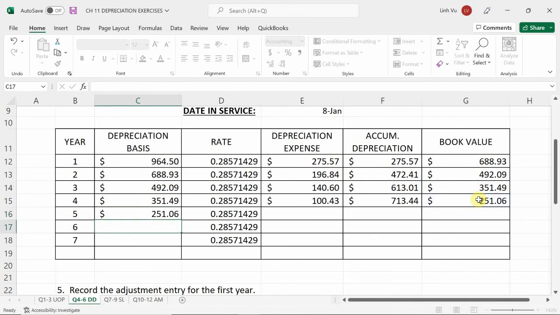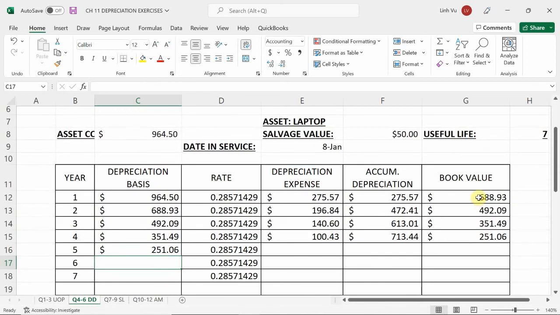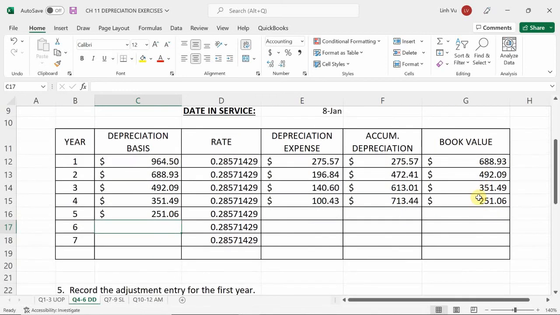Oh, okay. What happened? I was subtracting the wrong thing. Oh, okay. Right. So remember, it's always asset cost, not book value or depreciation basis, that you're subtracting. Okay. So 250.106. Good, and that's going to carry over to the next year.